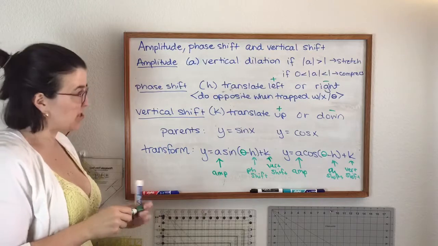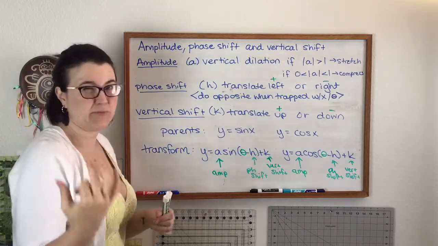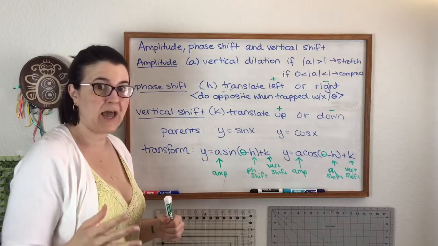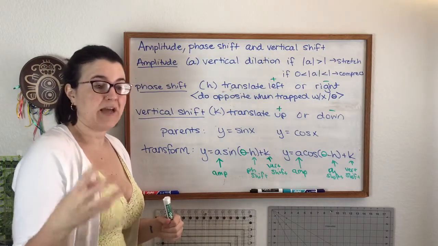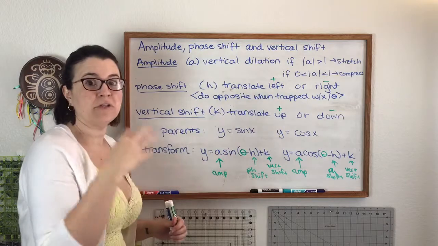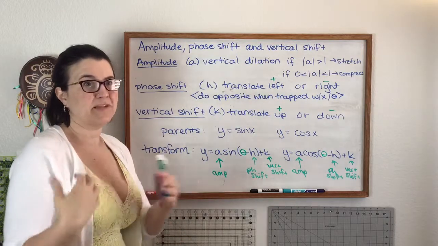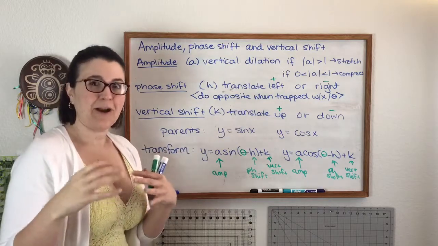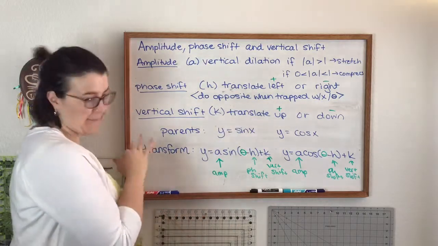All right, so what I'm going to do is a couple of examples where I just pull out what the amplitude, the phase shift, and the vertical shift are. Once again, this is not going to have graphs to it yet because I think it's easier to deal with the equation first and then start talking about the graphs, because for a lot of students it's confusing to try to figure all of that out while you're also trying to figure out how to graph radians. So, all right, I'm going to erase this.